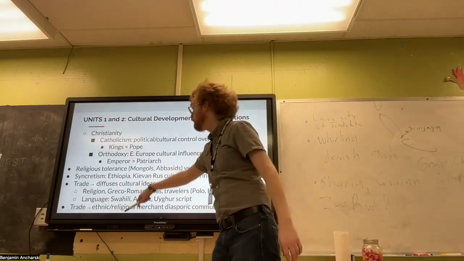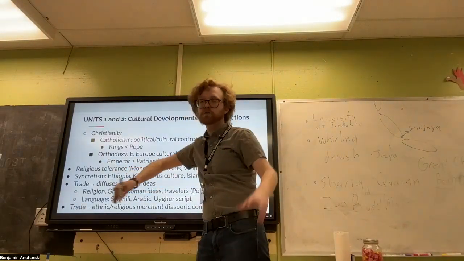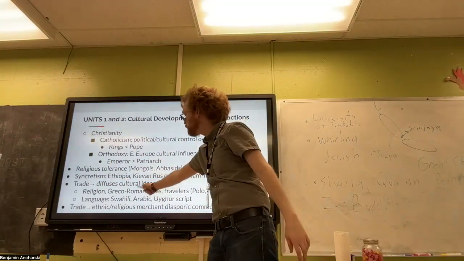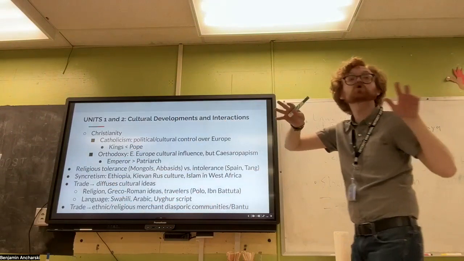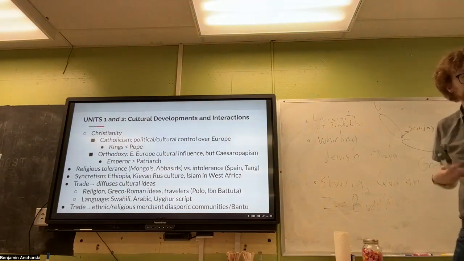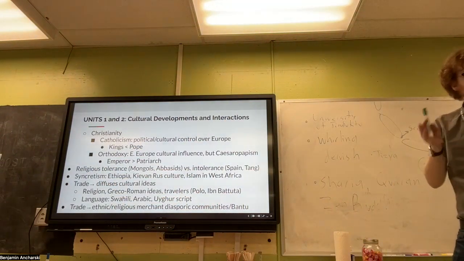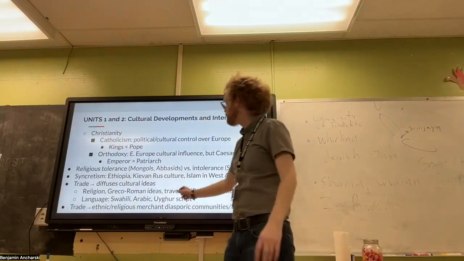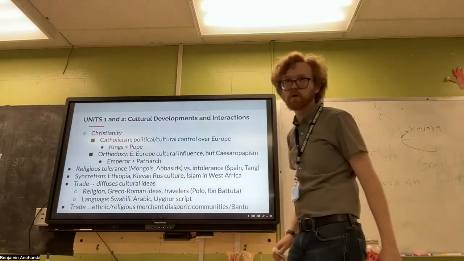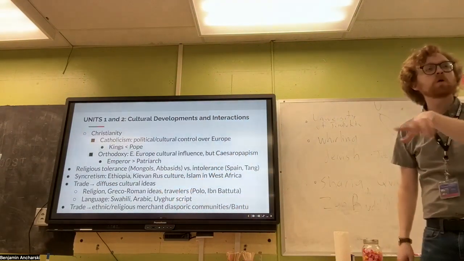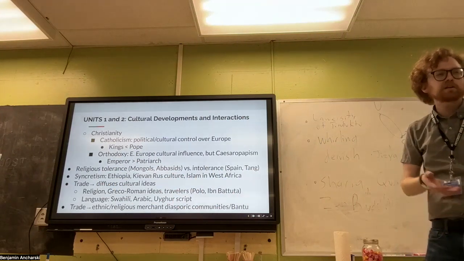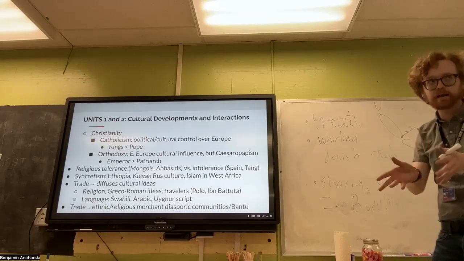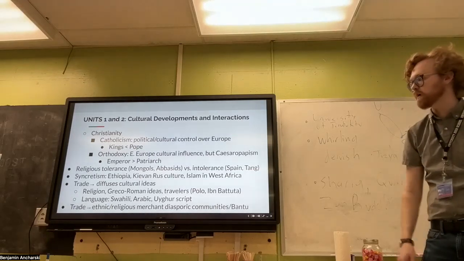Language spreads too. Swahili is a good example of syncretism. Bantu and Arabic mixed together make Swahili. Arabic is used as a universal trading language. All Muslims are expected, well, not in the past, expected to learn Arabic. So that's a big part of that. Uyghur script is also a big part of that. It's the Mongol written language, basically. It's a combination of Chinese characters, the Chinese alphabet, and Mongolian language. It's a mix of those things.